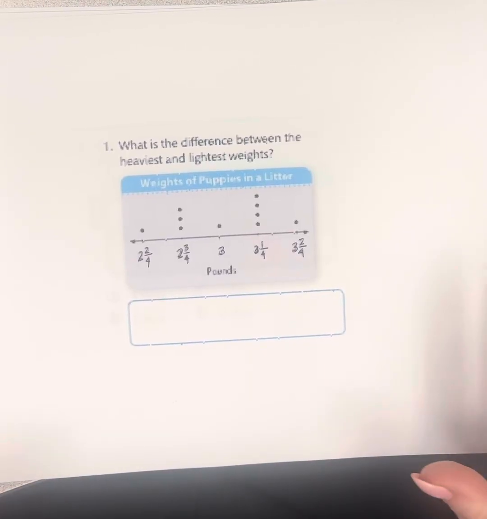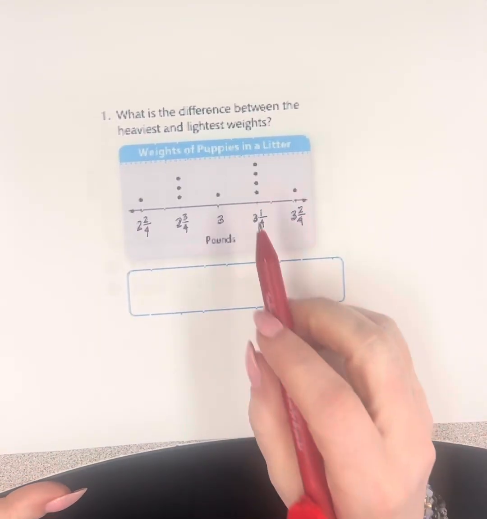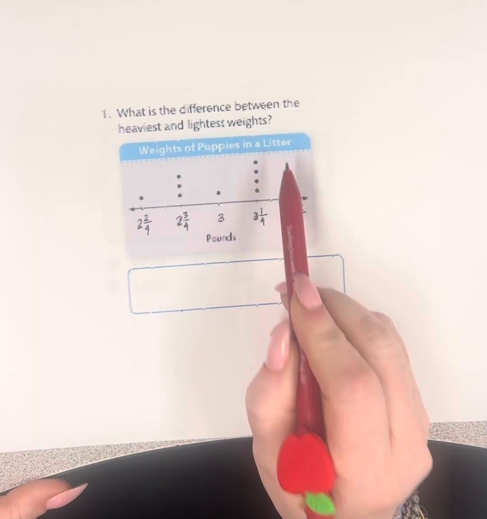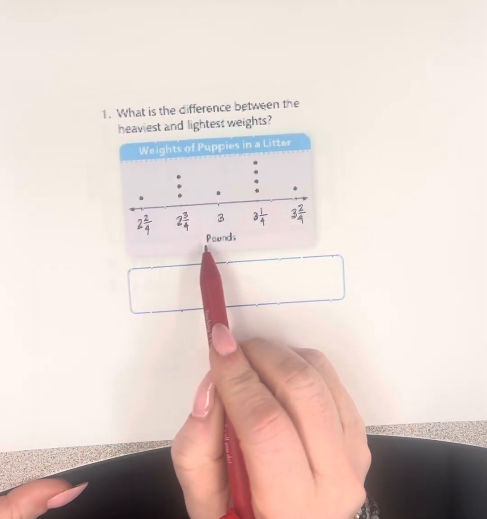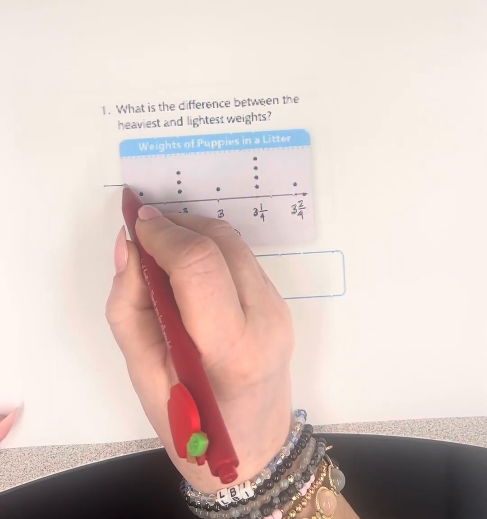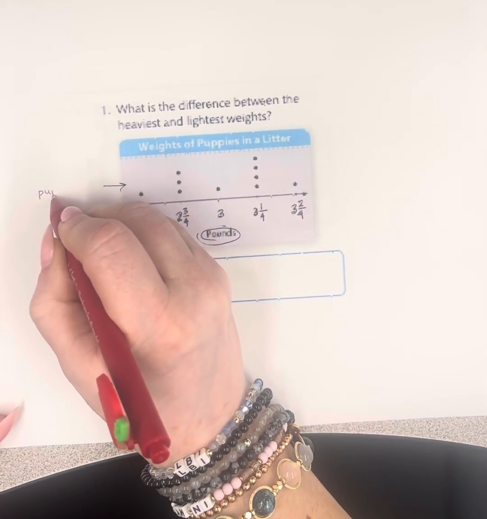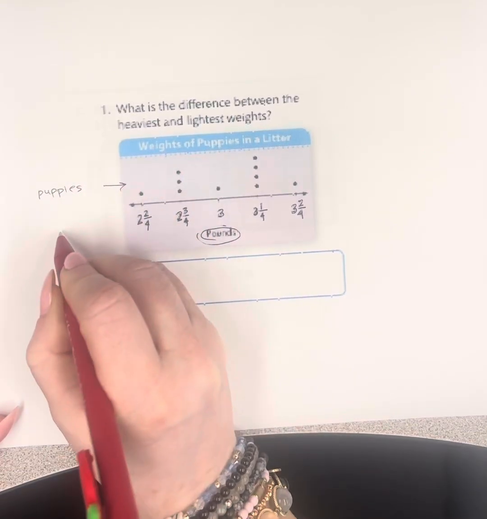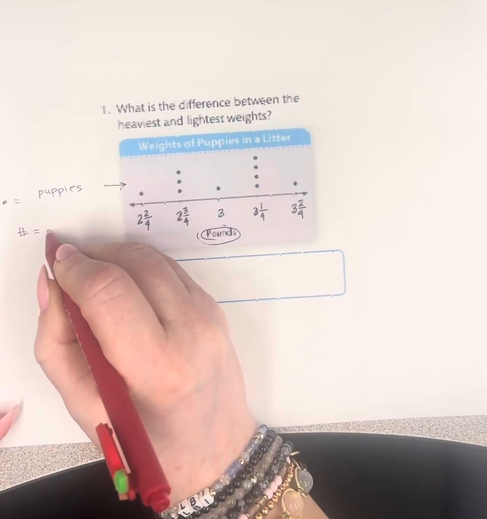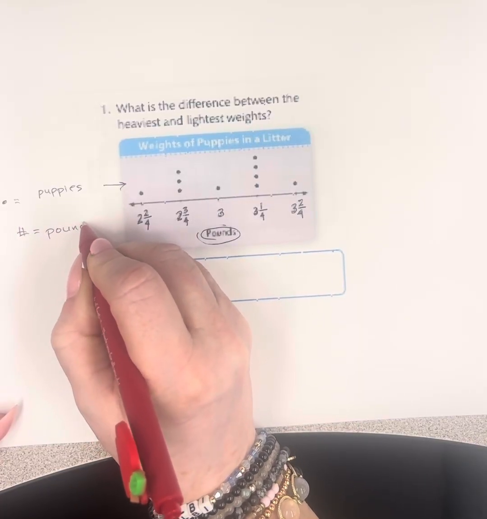So question number 1, what is the difference between the heaviest and the lightest weights? The title is Weights of Puppies in a Litter. Here is pounds, so I know that the dots are the puppies and the numbers are the pounds, or the weight.